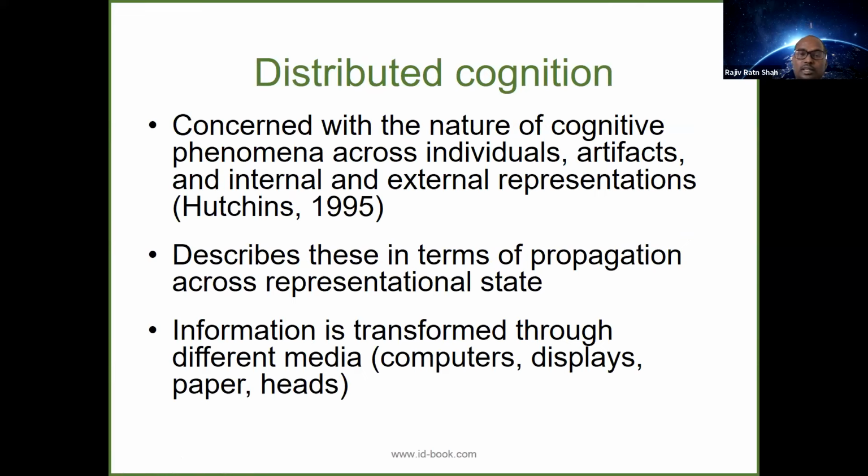So the second to last is distributed cognition. That is concerned with the nature of cognitive phenomena across individuals, artifacts, and internal and external representations, because often you transform information through different media. You get information from different media like computers, papers, the head, and so on. So how you are perceiving information from many places, that is, it is distributed, and how you can accumulate all that information and make a final call. That is distributed cognition.